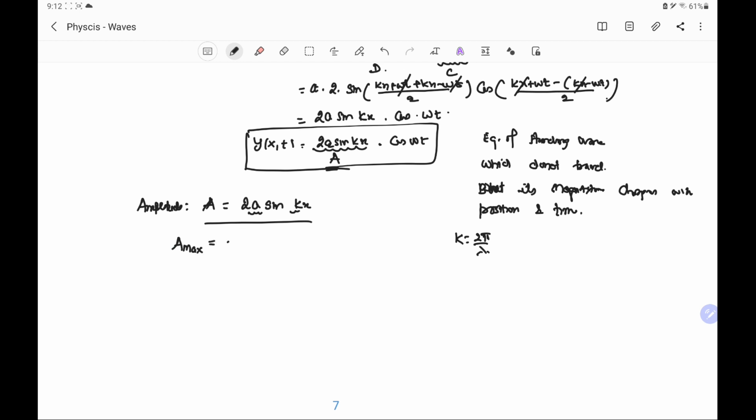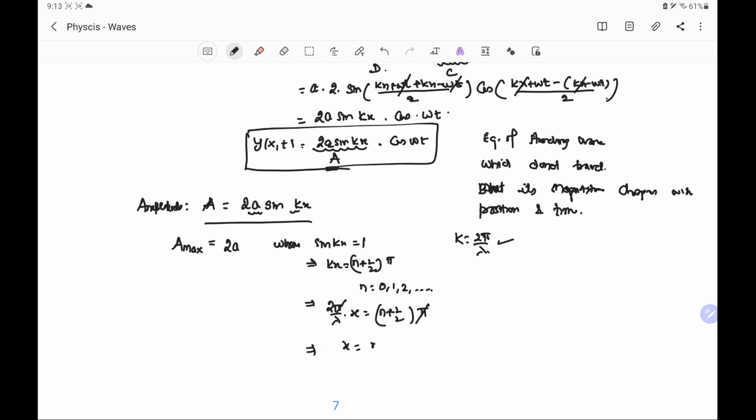So A max will be 2a when sin kx is equal to 1. For this, kx should be equal to (n plus half) pi, where n is equal to 0, 1, 2 and so on. Because k equals 2 pi by lambda, we can write 2 pi by lambda into x equal to (n plus half) into pi. This pi and pi get cancelled. We can write x equal to (n plus half) into lambda by 2, where n is equal to 0, 1, 2 and so on.